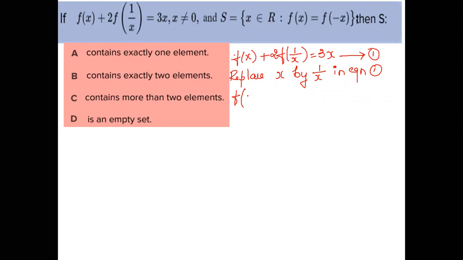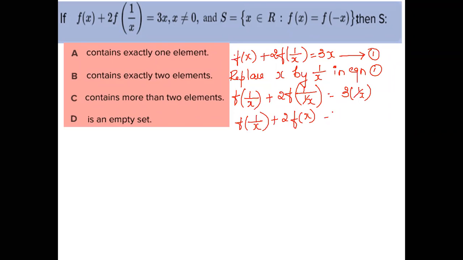Wherever x is there, you have to replace it by 1 by x, that is, substitute 1 by x in the place of x. So it is f of 1 by x plus 2 into f of 1 by 1 by x is equal to 3 into 1 by x. So what happens? f of 1 by x plus 2 into f of 1 by 1 by x, which is nothing but f of x, is equal to 3 into 1 by x.